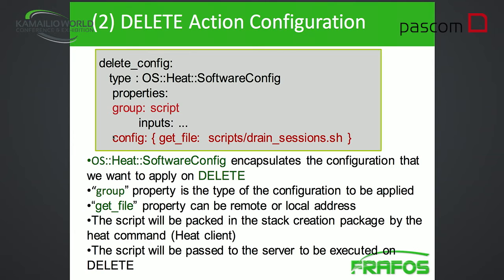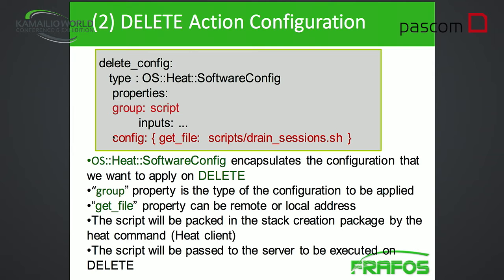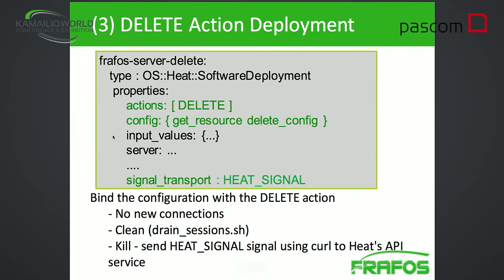We have the group, because we are using a bash script, so the group is script. And then get_file, this is a file which Heat will give to the server to clean itself. On delete, we first define the delete config, and now we bind this to the delete lifecycle hook, like this. Then when the server has cleaned itself and has no active sessions, it will send a signal to Heat, saying: okay, I'm clean now, you can kill me. This is using Heat's API service.